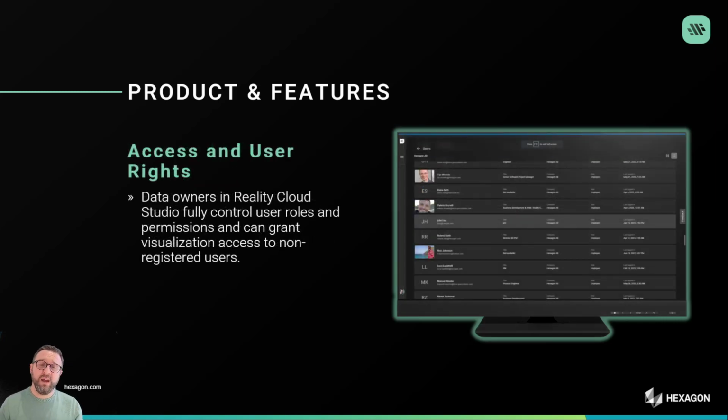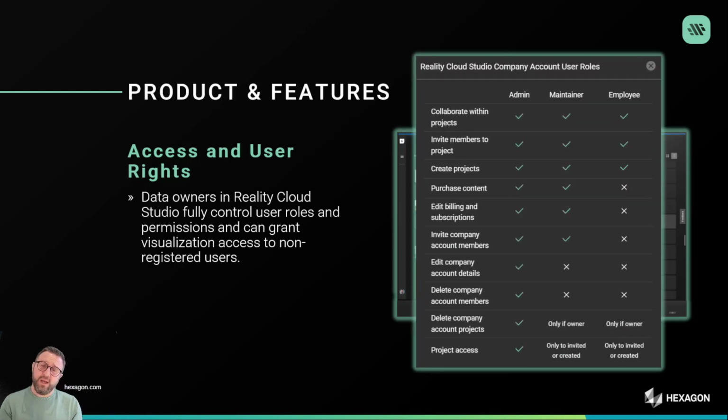We've also got really nice access and user rights. So obviously you have an admin, there's a maintainer role, there's an editor role, there's also a viewer role. And you can see here with this little flyout, when you're creating a new user in the platform, you can choose what level they are: admin, maintainer, employee. And there's also another one which isn't listed here, which is the viewer one.